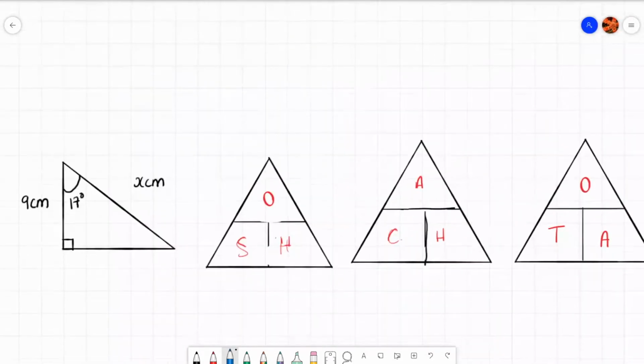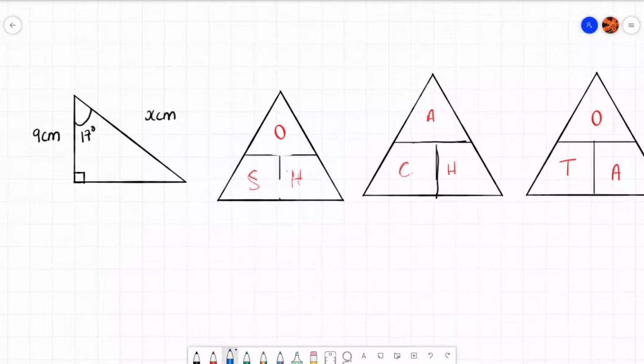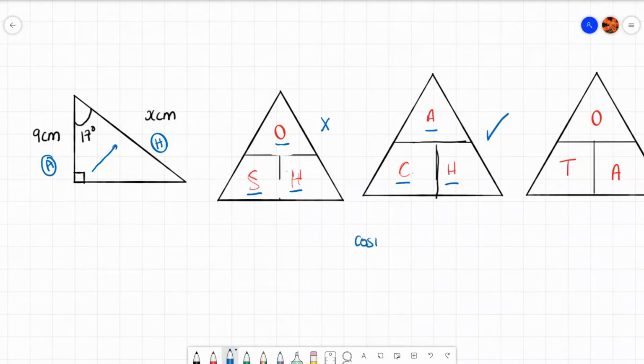Next one, again, x is opposite to the right angle, that's the hypotenuse. 9 centimeters next to the angle, therefore that's the adjacent. So again, we're looking for which function uses the adjacent and the hypotenuse. Well, sine uses opposite and hypotenuse, so it's not that one. Cosine uses adjacent and hypotenuse, so that's what we're looking for. So we'll be using cosine or cos again.